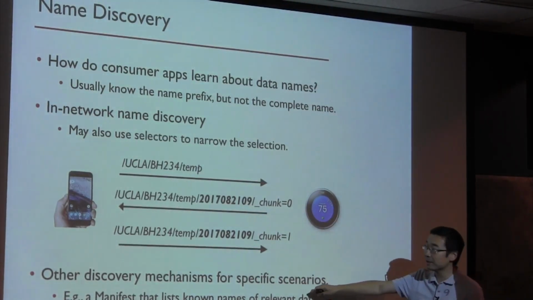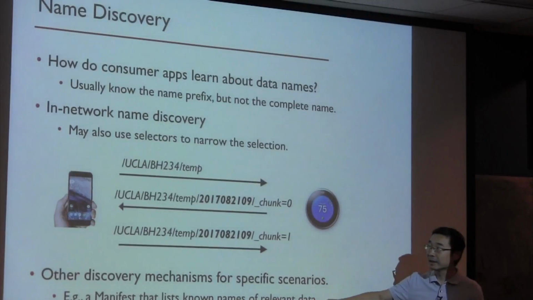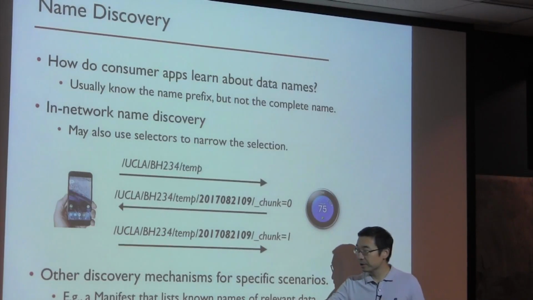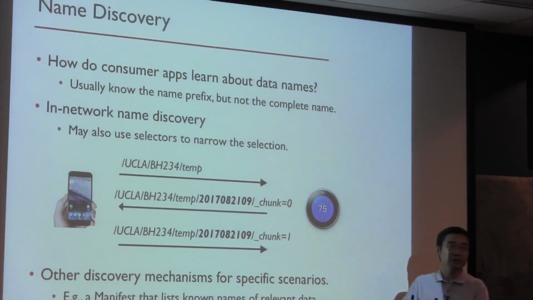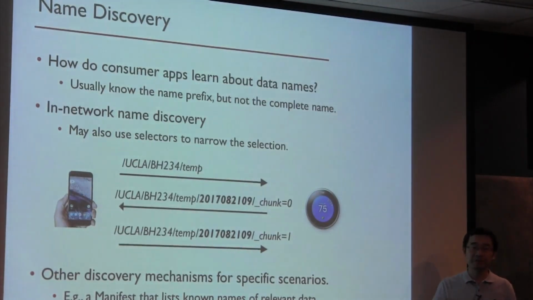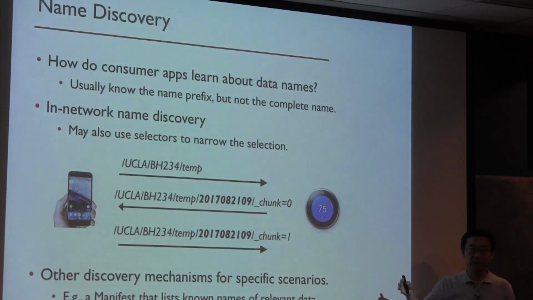Of course, you can have other discovery mechanisms. Like if you are downloading a big file, you can have a so-called manifest, which is similar to BitTorrent. You have this file, and the manifest lists all the pieces of this big file, and you first download this manifest. Then you know how many pieces there are and the exact name of each piece. Then you send interests to get them. But that requires you to have an actual mechanism to support this manifest, and also requires you to know all the pieces already.